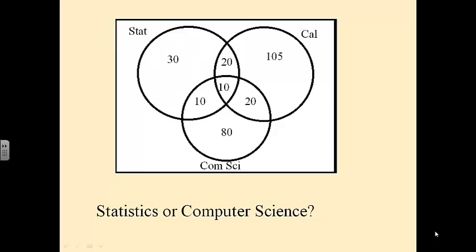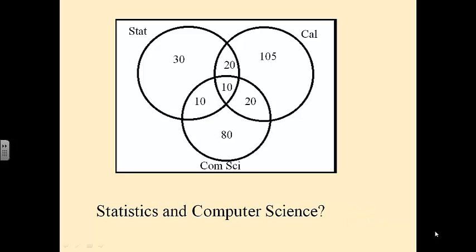Now, a lot of times in this situation, you're given a data set, you're given numbers, and you're being told how many people are in each of the regions on the Venn diagram, and then you're asked to ask a probability statement based off of that. So in this case, the question would be, what's the number of people that are taking statistics or computer science? Well, in that case, we would add up all the people who are taking statistics or computer science. It would be the 30 plus the 20 plus the 10 plus the 10, so that's 70, plus another 20 plus another 80 is 170.